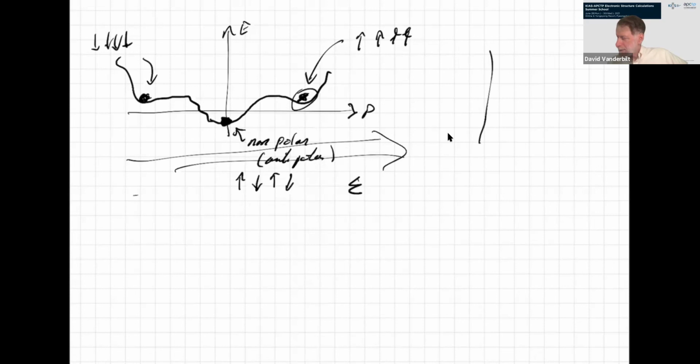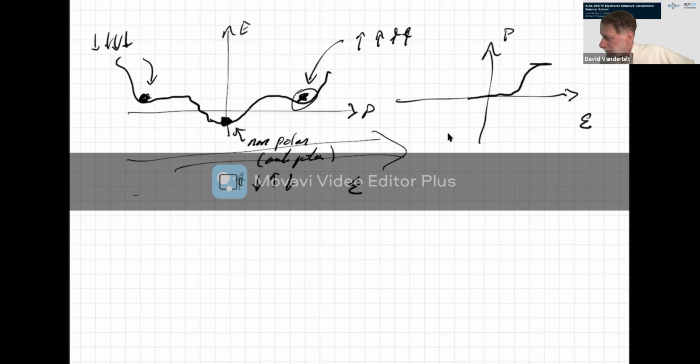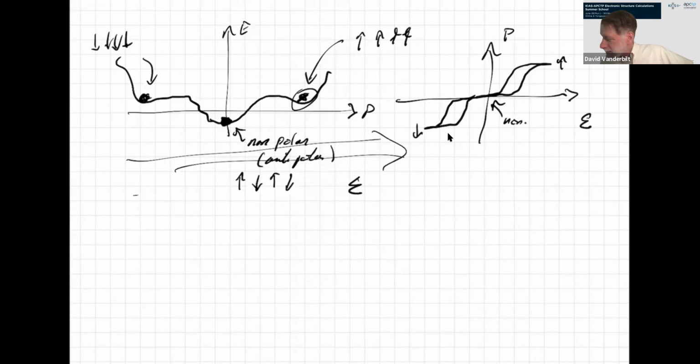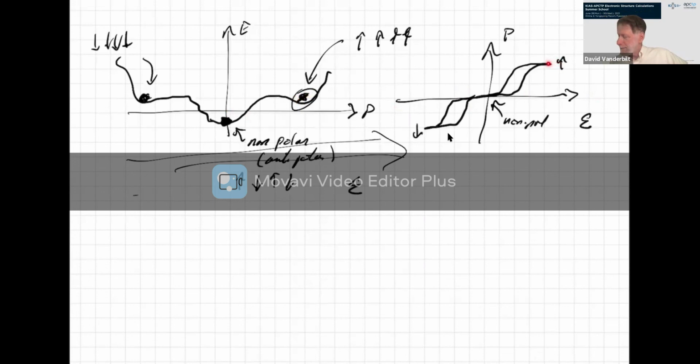So what happens is that I get a hysteresis loop. If this is polarization and this is electric field, I get a double hysteresis loop. So this is the up polarized state, this is the down polarized state, this is the non-polarized state. As I increase the electric field, I can put myself in this polarized up state. If I take the electric field down, I go back to the nonpolar state, and then I go to the polarized down state. So it's a three-state device instead of a two-state device.